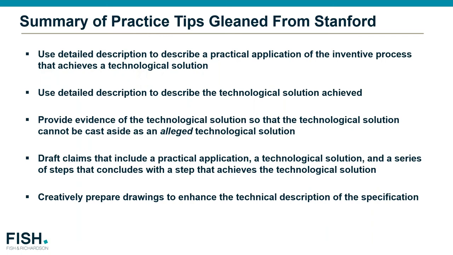So in summary of practice tips gleaned from Stanford, use the detailed description to describe a practical application of the inventive process that achieves a technological solution. Use the detailed description to describe the technological solution achieved. Provide evidence of the technological solution so that the technological solution cannot be cast aside as an alleged technological solution. Draft claims that include a practical application, a technological solution, and a series of steps that concludes with a step that achieves the technological solution.